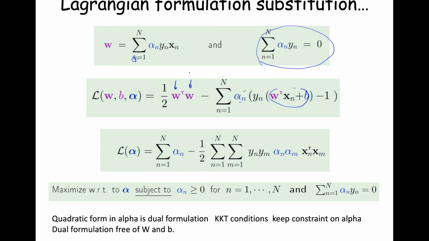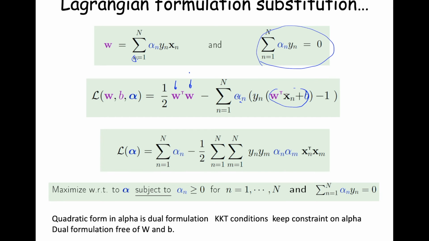Now, of course, everything, alpha n yn W transpose xn, alpha n yn b, involves an alpha n yn. If we substitute the sum, alpha n yn is equal to 0, everything's going to cancel except for that term, which is the alpha n times that negative 1. So we're going to put in this substitution, cancel out those terms, and we're going to get a minus alpha n times a minus 1. So that's going to be plus alpha n.